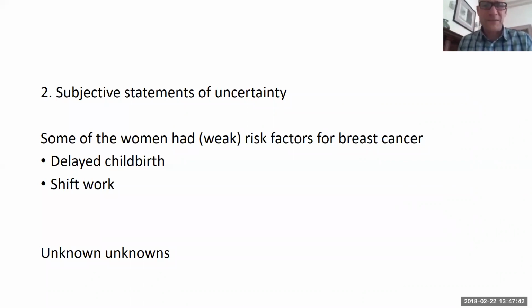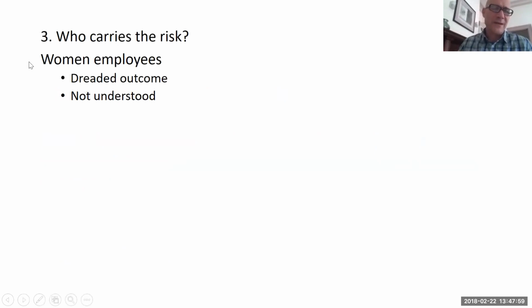But essentially, the 6-fold increase in risk couldn't be explained. The only way to explain it was to say that it was a chance event, which is not a very convincing or compelling explanation. So for this example, probably the most important step is step 3, who carries the risk? So obviously it's the women employees who carry the risk. It's a dreaded outcome, breast cancer, particularly in premenopausal women, but also obviously in postmenopausal women. And it couldn't be explained. It wasn't understood at all. Certainly couldn't be explained by the risk factors, by any characteristics that the women had.